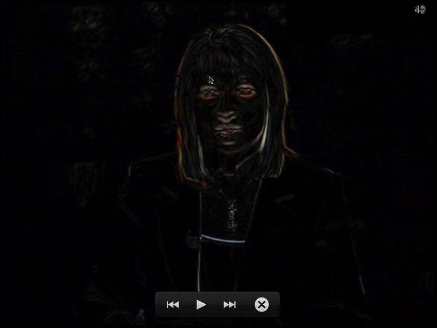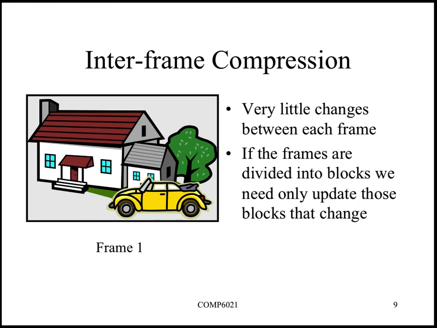What I've done here is I've gone into Photoshop and I've used the difference, so you can see the difference between the two images, and they're highlighted here. So she's moving around a bit, but the background has barely changed. Her clothing has barely changed. So inter-frame compression exploits the fact that very little actually changes between one frame and the next.